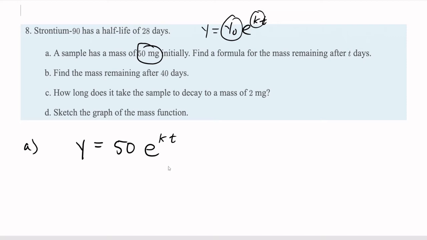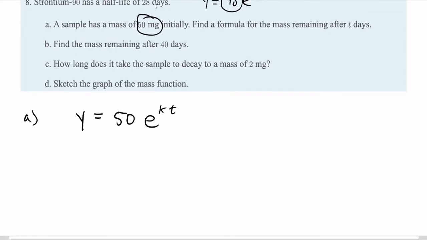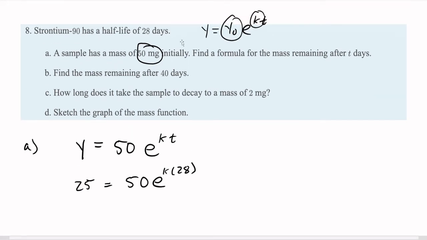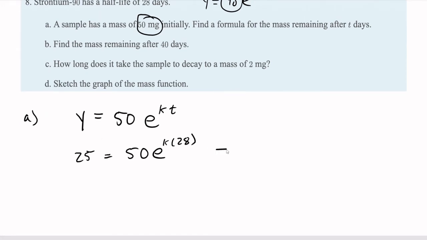Okay, what do we know? We know that after 28 days, there's half remaining. So there should be 25 milligrams remaining after 28 days. So stop and make sure that that is okay. I halve my amount, that's these two, in 28 days. That's enough for me to figure out what's going on here. So move it over, 1/2 equals e to the k times 28.